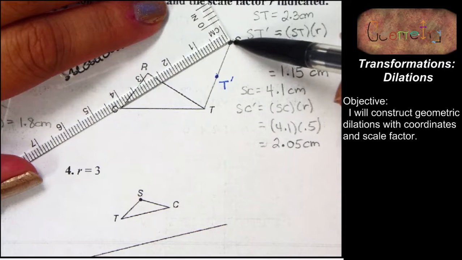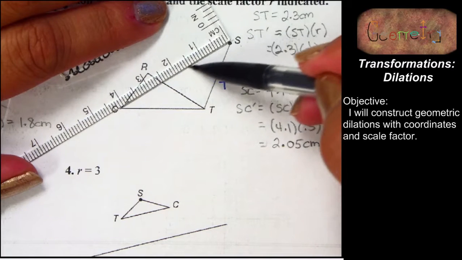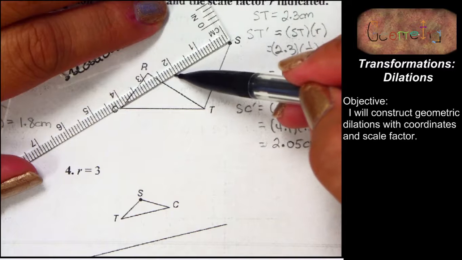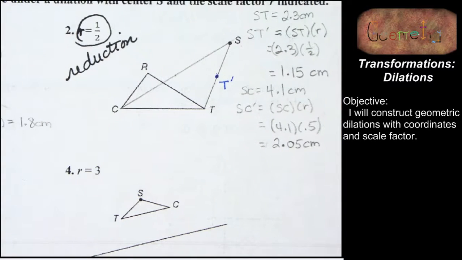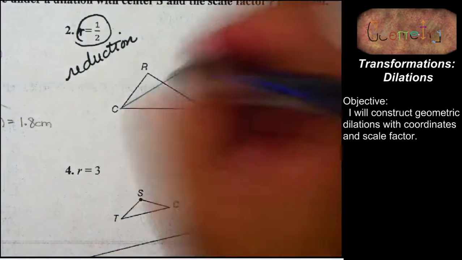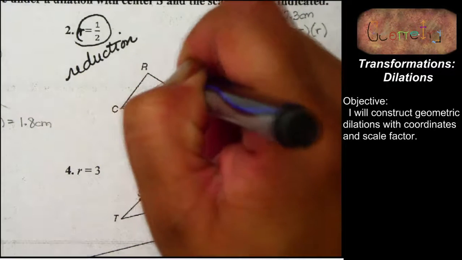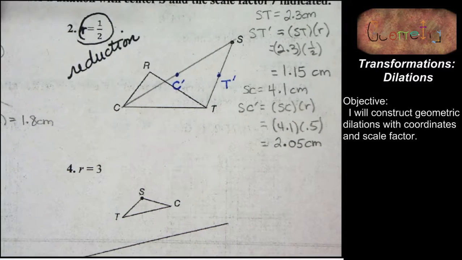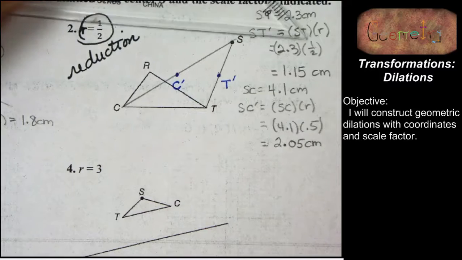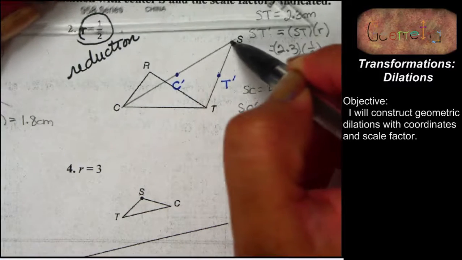So S is 0. I'm going to go 2 centimeters. And then 0.1 is here, so somewhere between 2 and 2.1 is going to be 2.05. Feeling okay? Is this construction all right? Yeah? All right. Going to go ahead and dilate R.